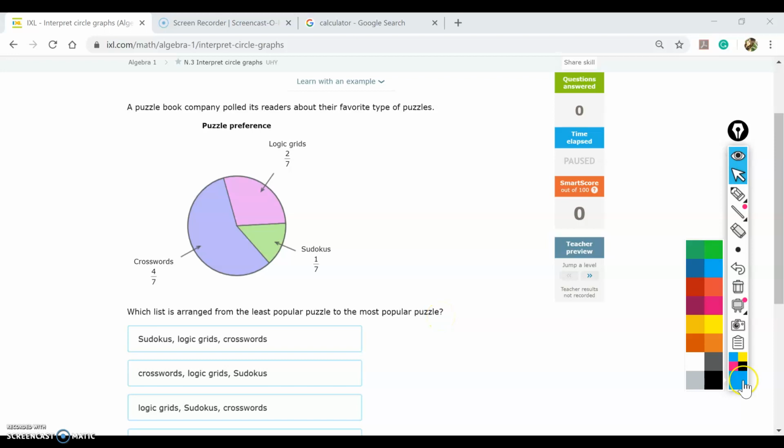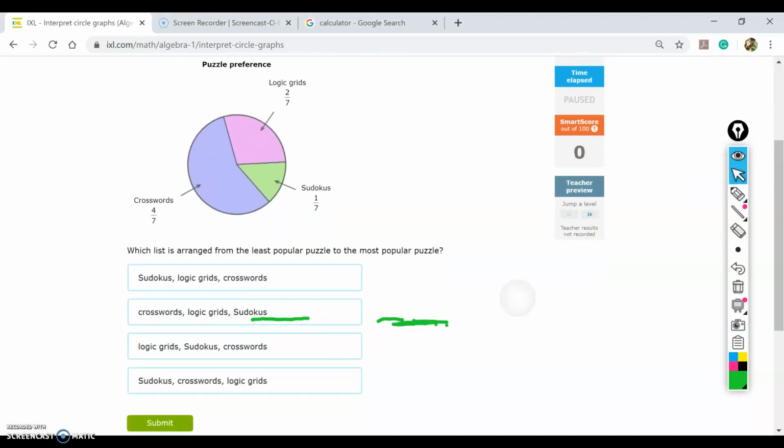That means that I'm looking for the one that is the least popular, so I'm going to highlight or underline that, to the most popular. And yes, they're being a little bit tricky because they're trying to make you confused because you have fractions. Now for questions like these, you have two options. I'm going to use the easiest option, which is using common sense actually.